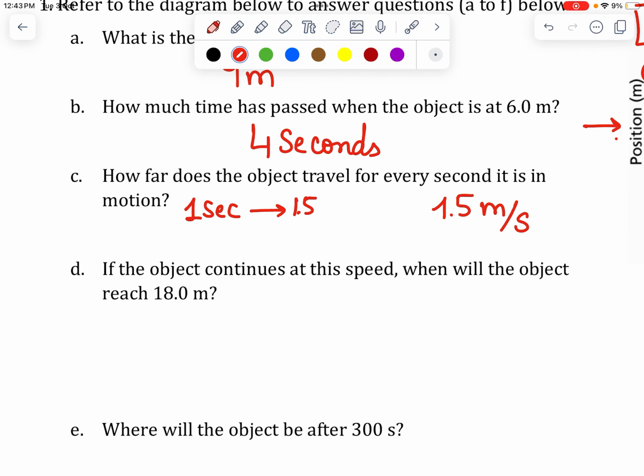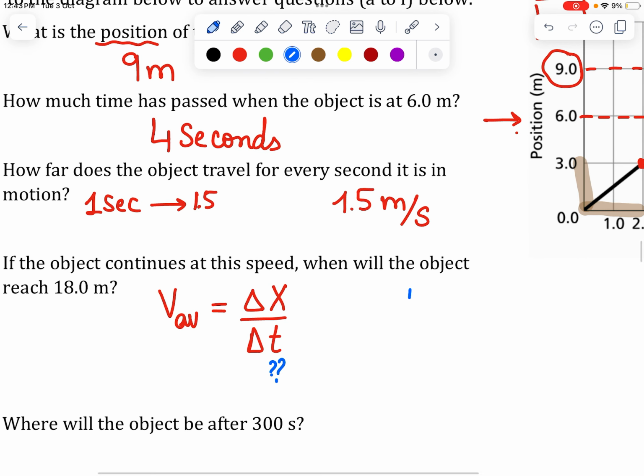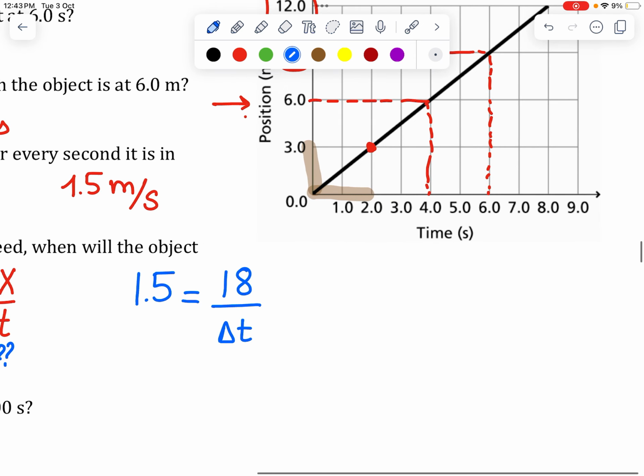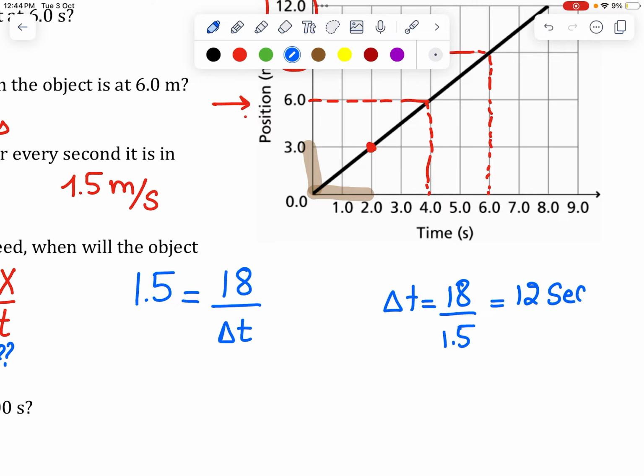So let's return to our equation that says the average velocity equals the displacement divided by the time. The time is what is in question. Given that the average velocity is 1.5, when he will be at 18, what is the time interval? After computing, delta t equals 18 over 1.5, which is 12. Don't forget to put the unit.